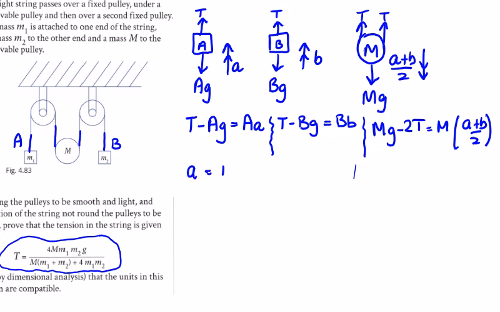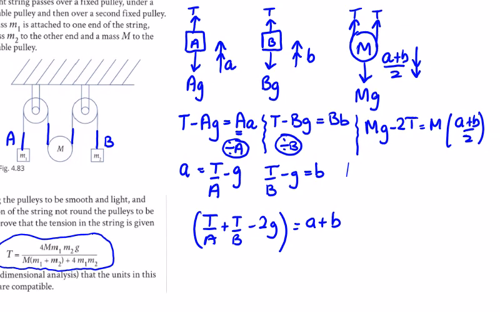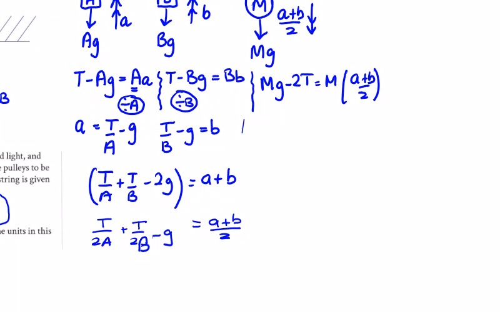Small a is going to be equal to T over A minus Ag over A, so just g. Dividing by A, dividing by B, we're going to get T over B minus g is equal to small b. So A plus B, if we look at it, is T over A plus T over B minus 2g. That's A plus B. So if we divide both sides by 2 to get A plus B over 2, we're going to get T over 2A plus T over 2B minus g, so that's A plus B over 2. So let's see how that gives us up here.